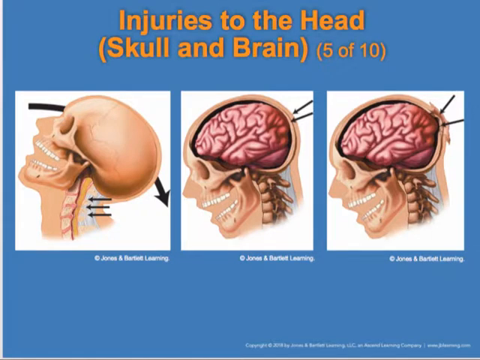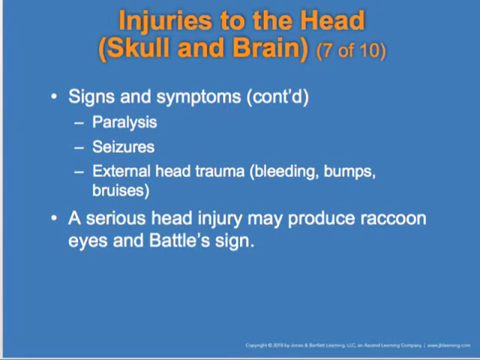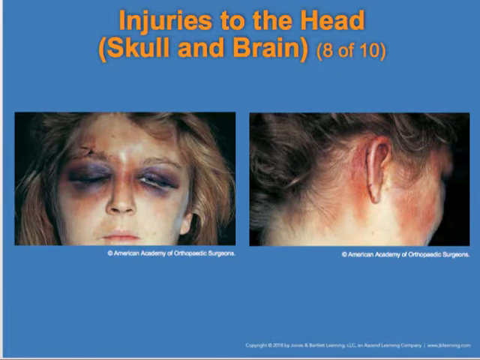These are just some examples of what the energy as it goes through the body will do during a brain injury. Signs and symptoms of head injuries, at least the most common ones: confusion, unusual behavior, unconsciousness, nausea, vomiting, blood from an ear. How about decreasing consciousness and unequal pupils? Paralysis, seizures, external head trauma. A serious head injury may also produce some darkening around your eyes, commonly referred to as raccoon's eyes, or Battle signs. These are just some examples of that, right?